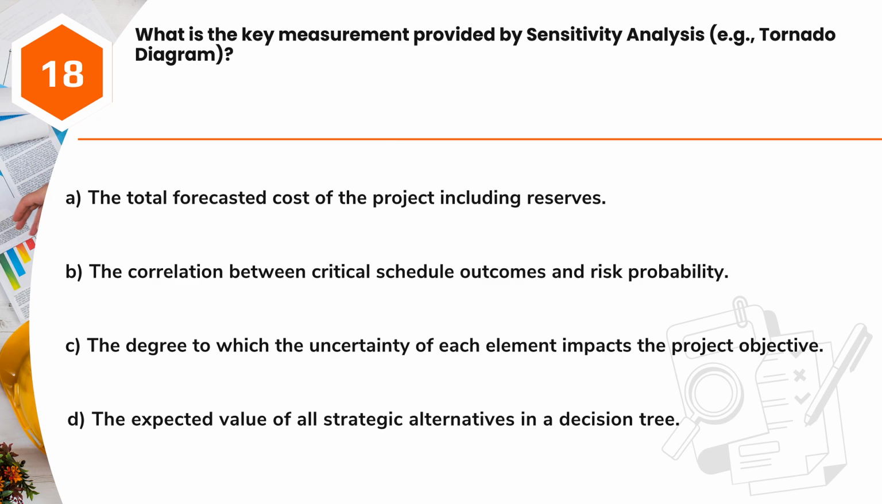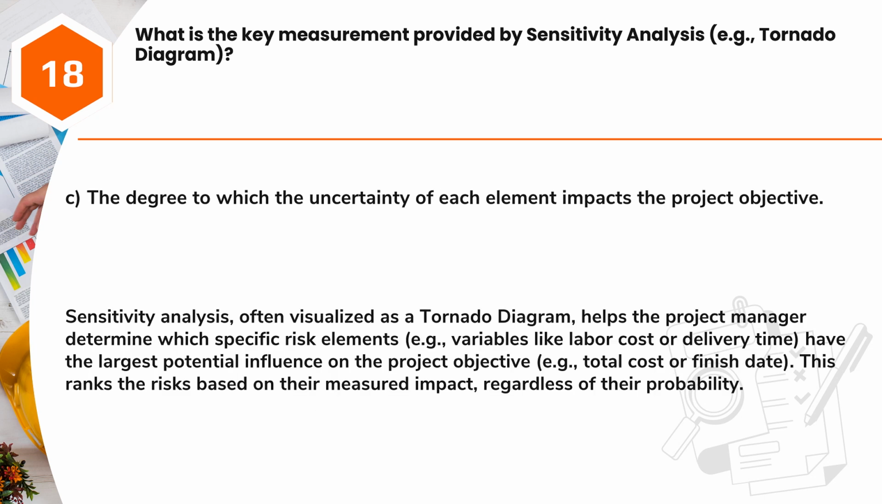C. The degree to which the uncertainty of each element impacts the project objective. D. The expected value of all strategic alternatives in a decision tree. Answer: C. The degree to which the uncertainty of each element impacts the project objective.